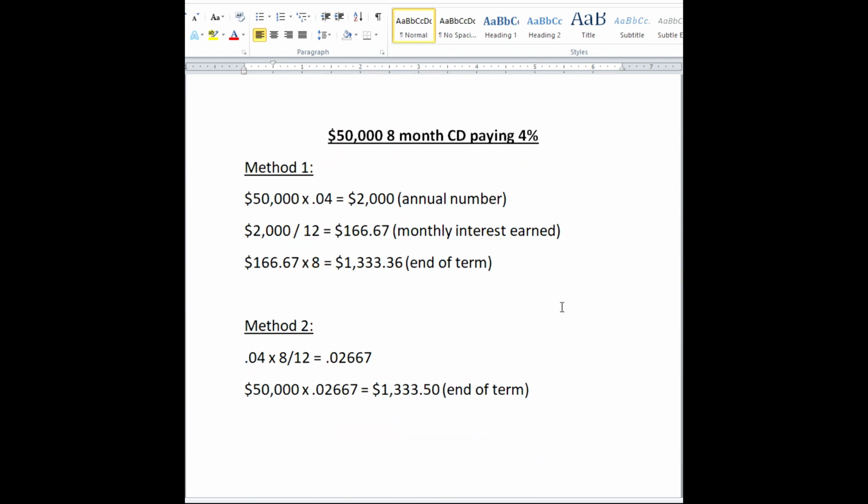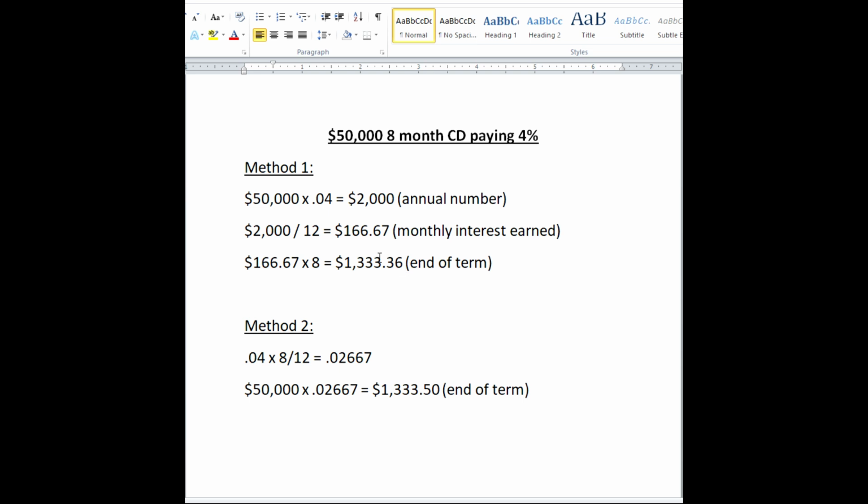So let's look at the other example I have. It's a $50,000 8-month CD paying 4%. So our deposit is $50,000. In our first method, we take $50,000 times your 4% equals $2,000 in interest, your annual number. You take that number, $2,000, divided by 12 months, and that equals $166.67 per month that's credited to the account. You take that number times 8 months, again, 8 months here, and that equals the interest yield dollar-wise that you will have at the end of the 8-month CD.